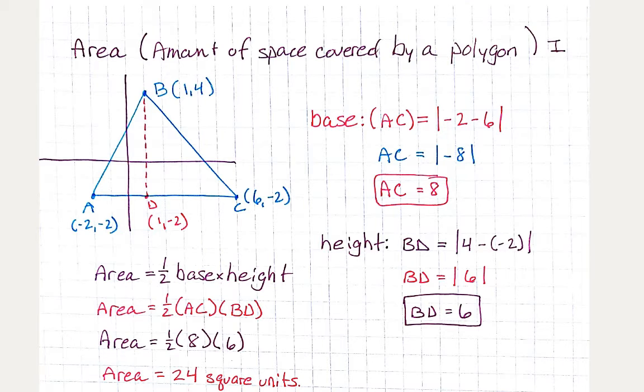Next, let's look at area. That's the amount of space. I guess space might not be the best word, but the only real way to talk about area is to say area. But the amount of space covered by a polygon. So not the distance around it, but what does it cover up? So we have an example here with a triangle, and the formula for the area of a triangle is 1/2 base times height. So we need to find the base, that's the distance from A to C, and we need to find the height, the distance from B to D.